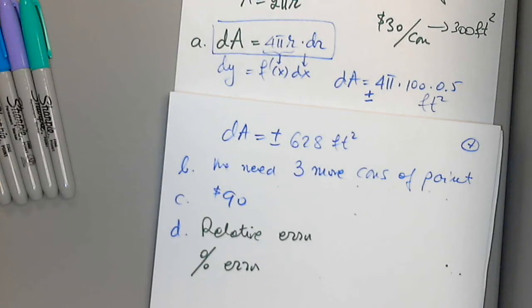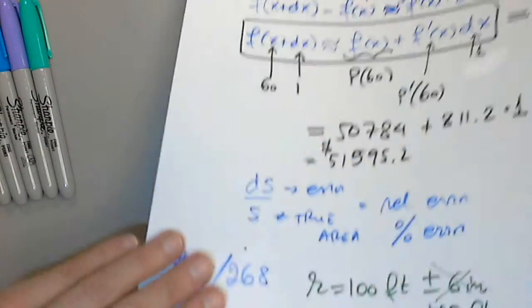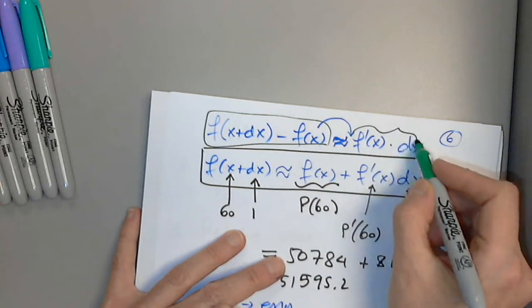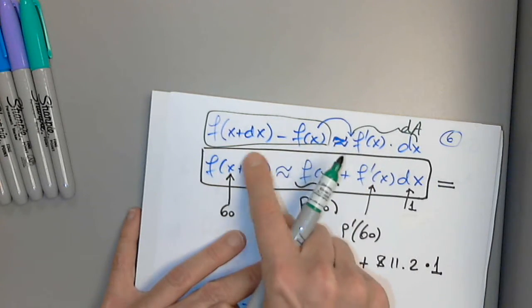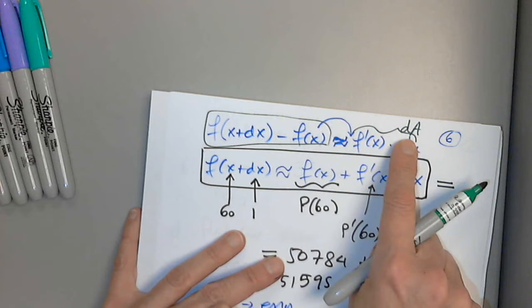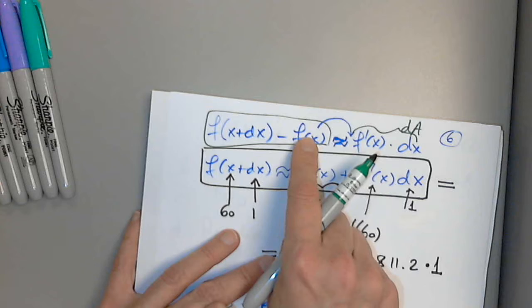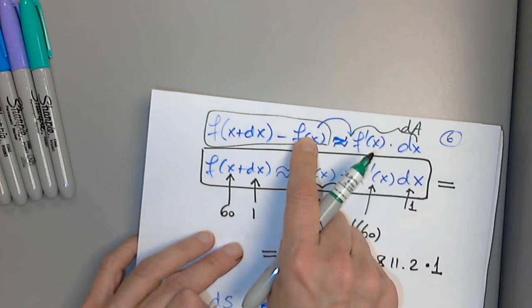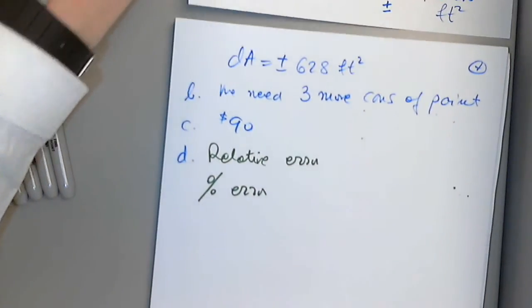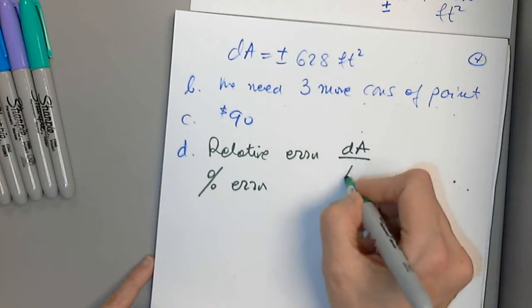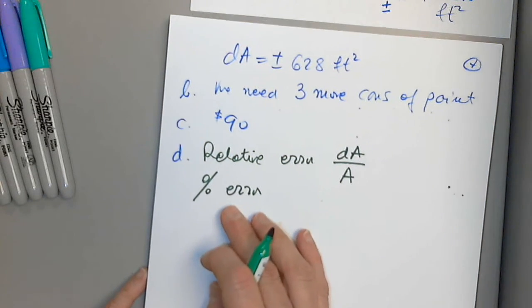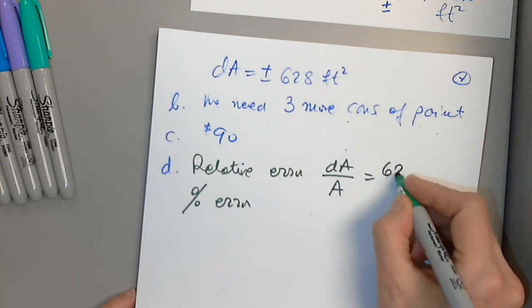Let me show you why. Hold your thought. This is dA, which is the difference already. We calculated it. We don't have to calculate it again. It's an estimate, right? So this will be dA divided by A, and then we'll change it into percent. So dA is 628.